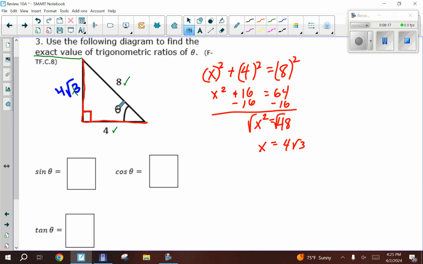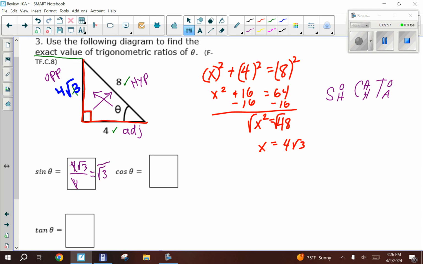So now to set up the 3 trig ratios, we've got to label our sides. So this is going to be your hypotenuse because it's across from the box. Then across from the theta, that's going to be opposite. And then the last one has to be the adjacent. And again, the fractions are SOHCAHTOA. So for the sine, it's opposite over adjacent. So the opposite side is 4 square root 3. The adjacent side is 4. Now, you should type these in the calculator, but I can already see, if I have 4 square root of 3 over the 4, the two 4s are going to cancel. So this is going to simplify to the square root of 3.